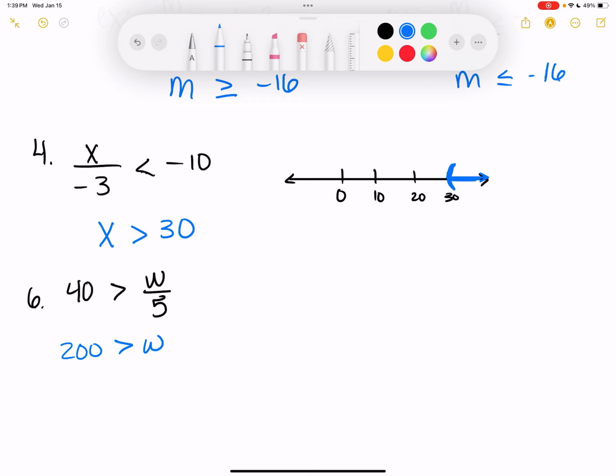Okay, now when we do this, remember we want typically the variable to be on the left. It just makes it easier for us to think about. So we need to flip the whole thing over, okay? So it's W, the mouth is opening away from it, so it's less than 200.